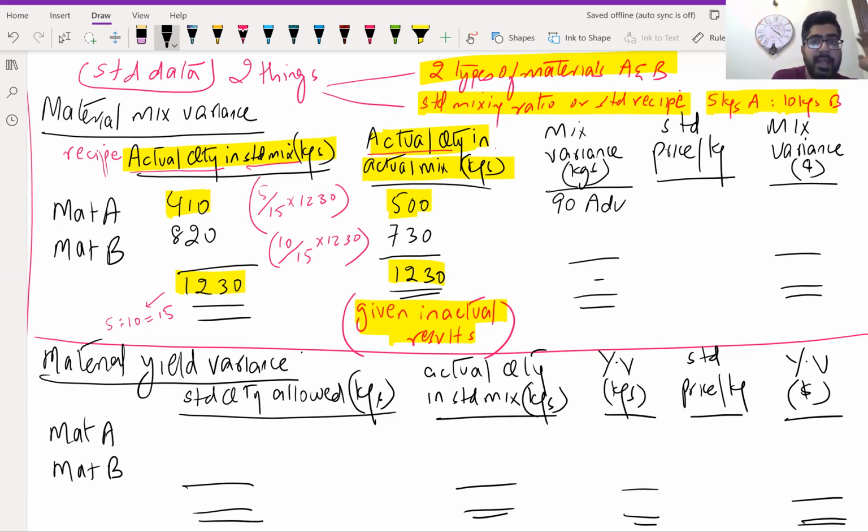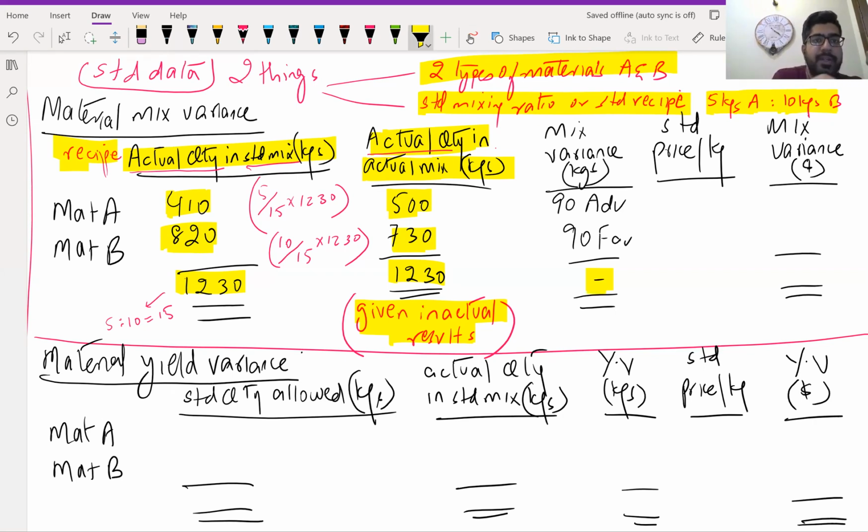B, actual quantity in standard mix recipe. Standard mix is the recipe stated, 820. You input less, 730. So this is going to be 90 favorable, and the net off will be 90 favorable, 90 and 90 net to 0. It will always be 0.